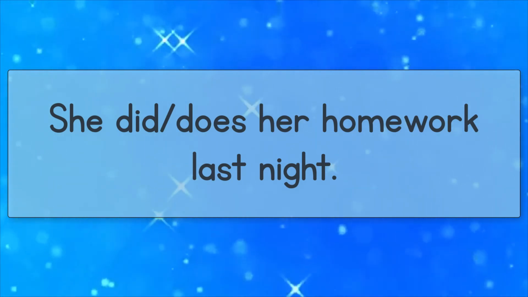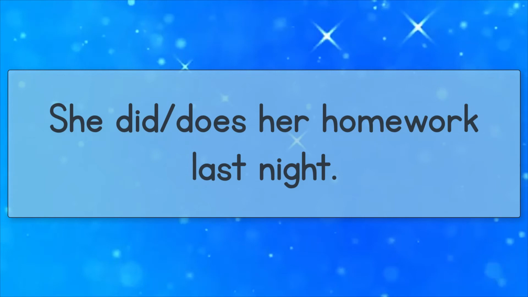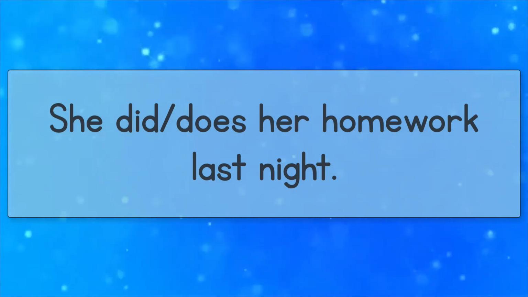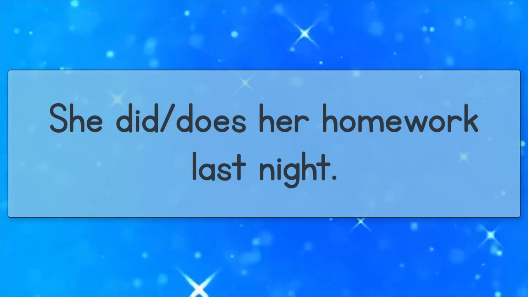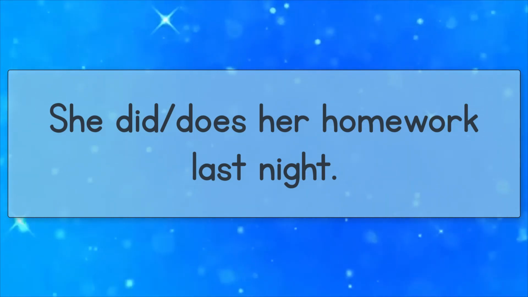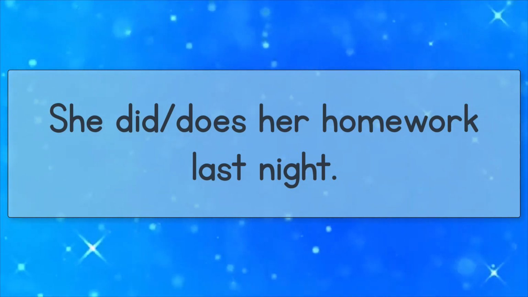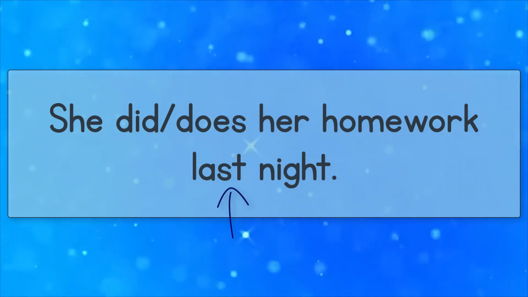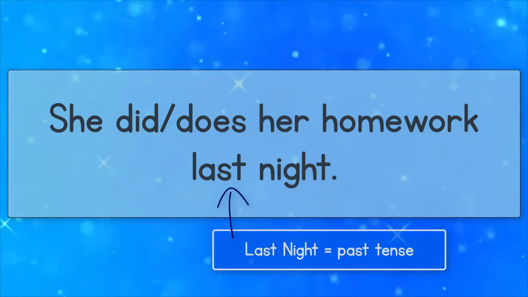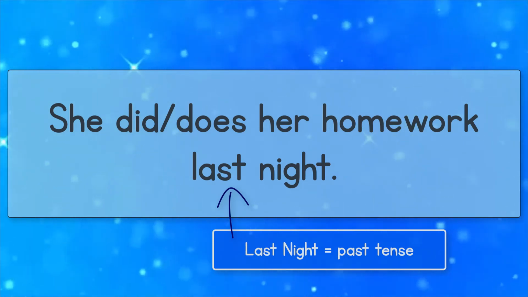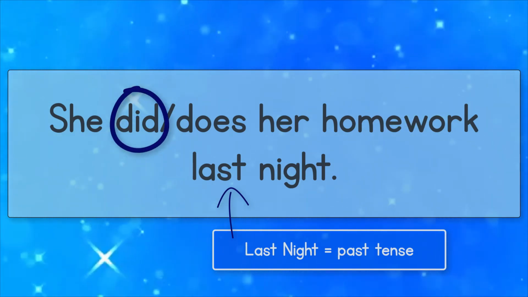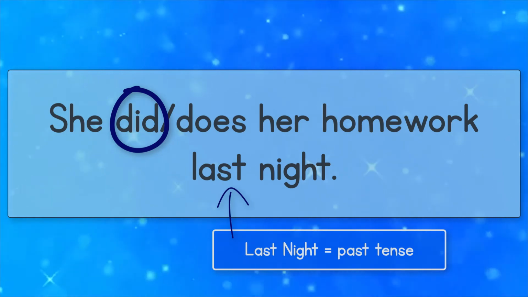So she did or she does her homework last night. What clues do we have in our sentence to tell us when this happened? Yeah, it says last night, and last night already happened, so last night is in the past tense. So we know that we would use the word did. She did her homework last night.